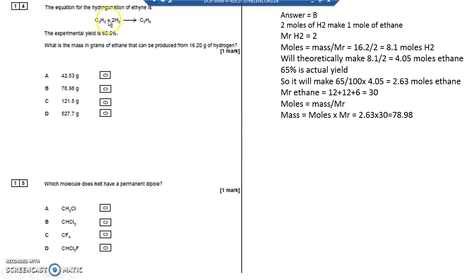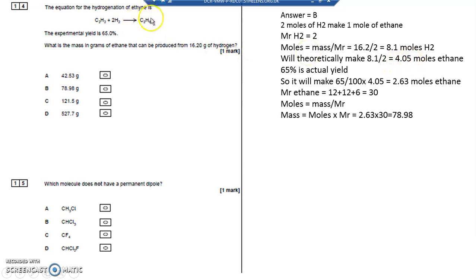8.1 moles of hydrogen. Why have they given me the equation? The equation is like a recipe really. It tells me the amounts. 1 mole reacting with 2 moles to make 1 mole. So 2 moles of hydrogen makes 1 mole of ethane. We want to work out the mass of ethane. I now know if I've got 2 moles of hydrogen and make 1 mole of ethane, I've got 8.1 moles of hydrogen, so I must make half the amount. I must make 4.05 moles of ethane.